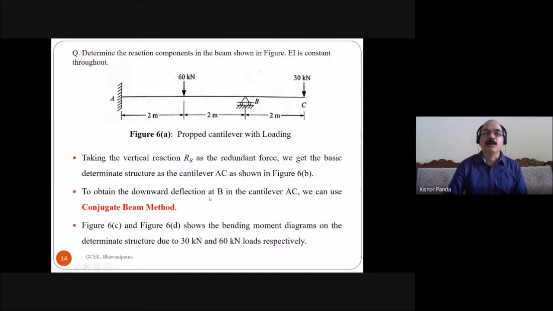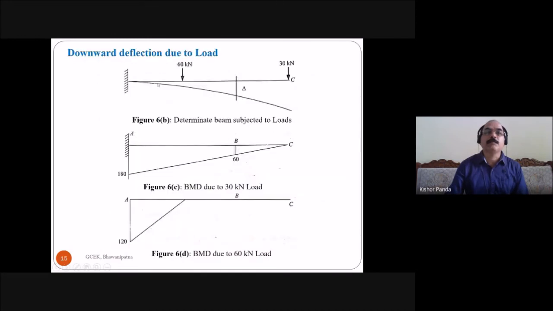To obtain the downward deflection at B in the cantilever AC, you can use the conjugate beam method. Using the conjugate beam method, you can find the downward deflection at B. This is your real beam, a determinate cantilever beam subjected to loads, and you have to find the deflection here.